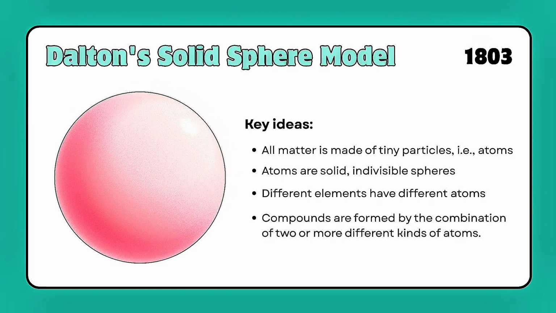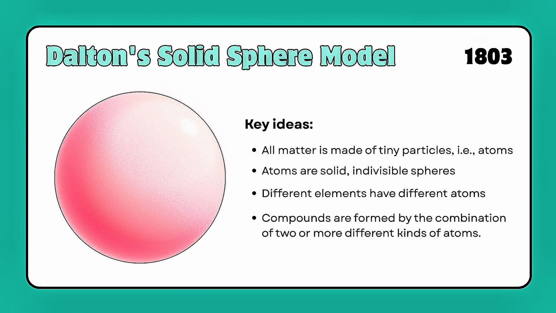Back in 1803, a scientist named John Dalton gave the first proper atomic theory. Dalton looked at matter and said, everything is made of tiny particles called atoms. Now according to Dalton, atoms were like tiny solid balls. No holes, no charges, no particles inside, just hard little spheres. Basically, Dalton imagined atoms like tiny cricket balls floating everywhere. His model became famous as the solid sphere model.